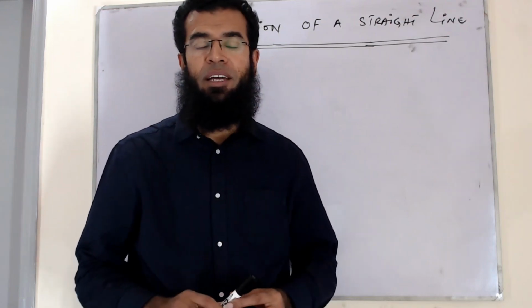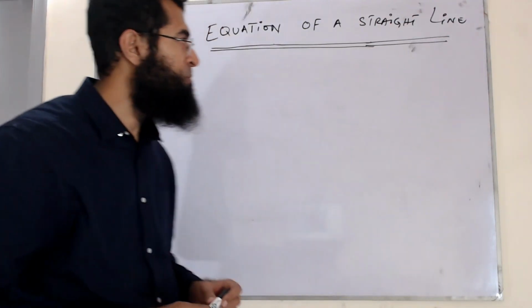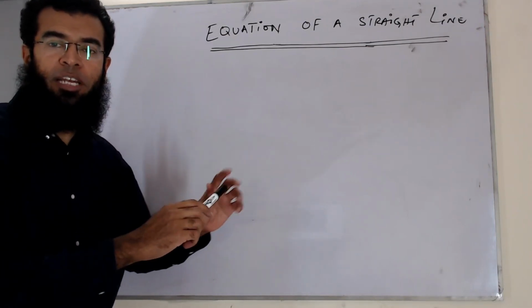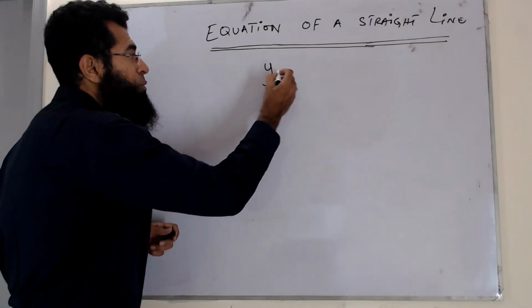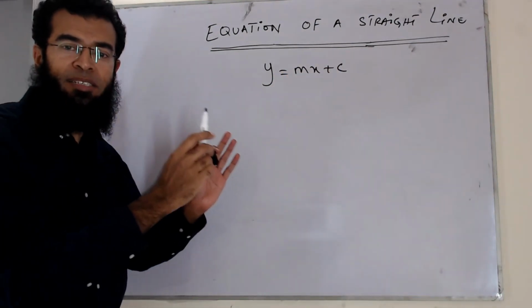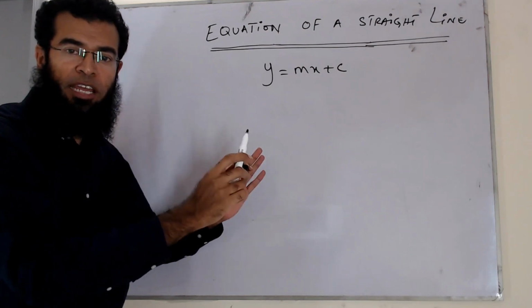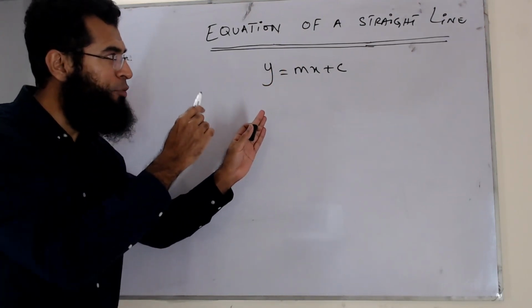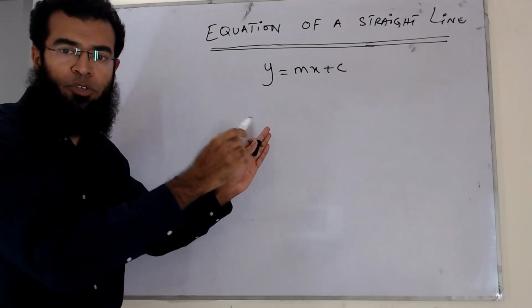Let's discuss the equation of a straight line. The standard form of the equation of a straight line is y equals mx plus c, right? So this is the standard form of a straight line, and you'll see this equation written in books wherever there is an equation of a straight line.